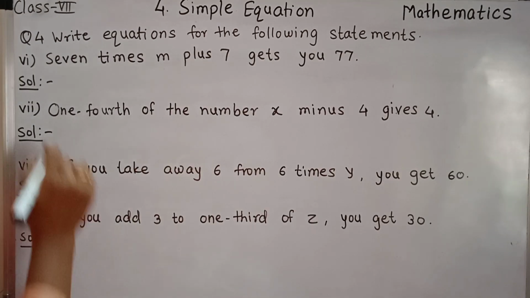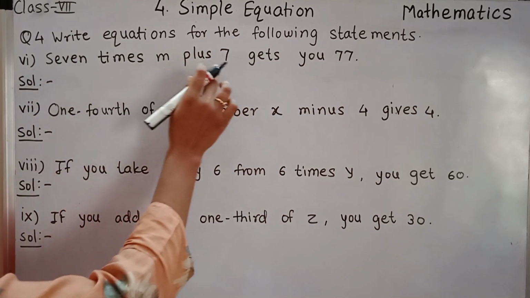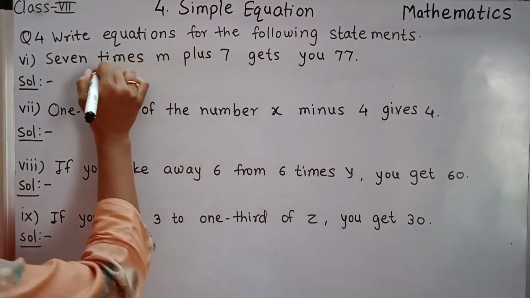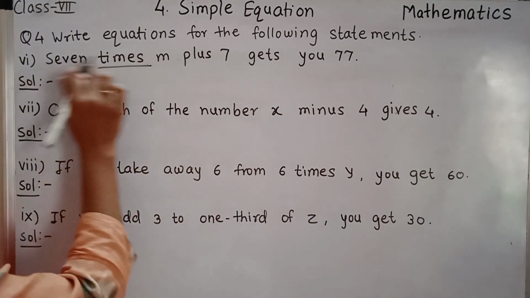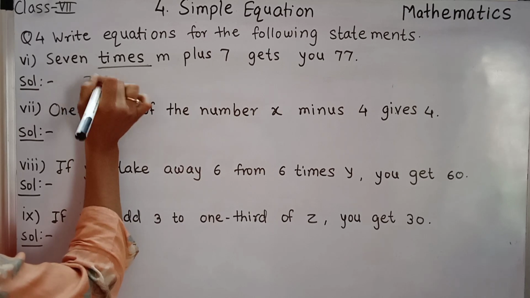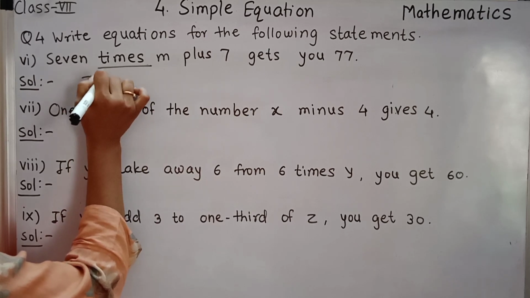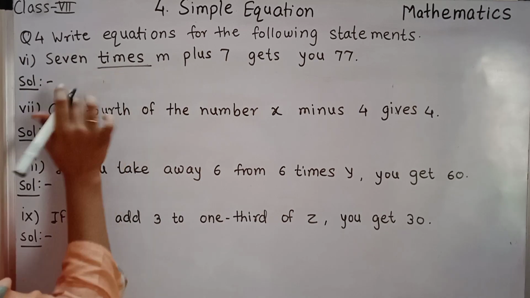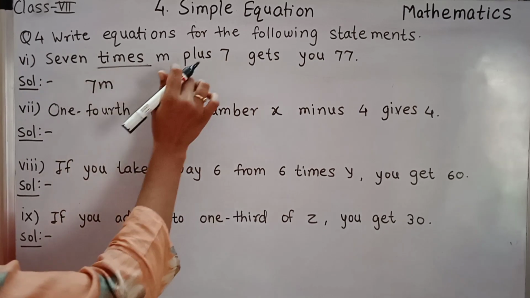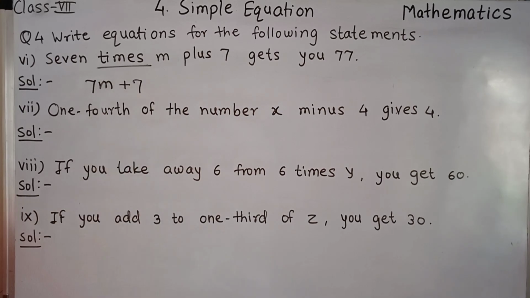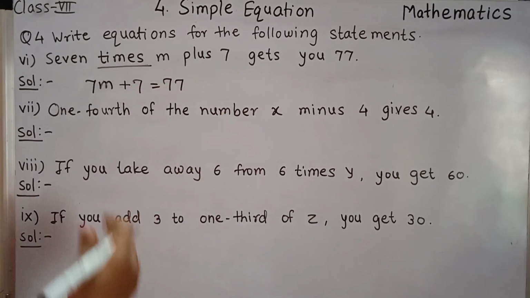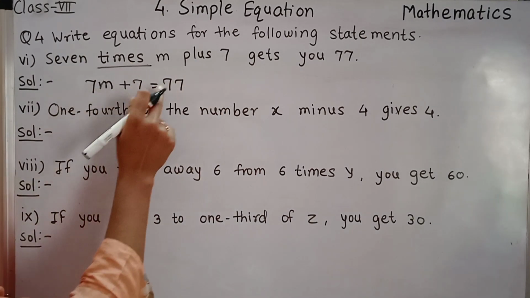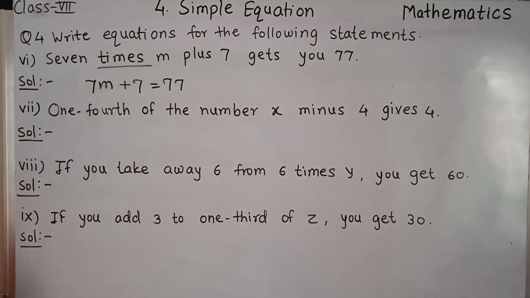Continuing with the next. Sixth one is: 7 times m plus 7 gets you 77. When it comes to times, it means multiplication. So 7 times m becomes what? 7m. Plus 7. So we need to add 7. Gets you means what? The final answer we got: 77. And therefore the equation will be 7m plus 7 equal to 77.